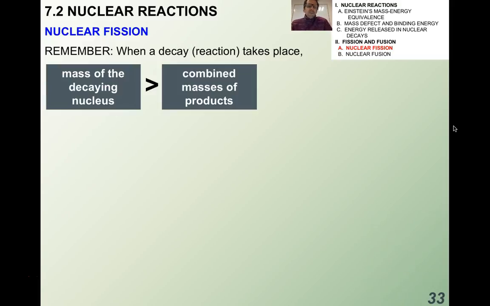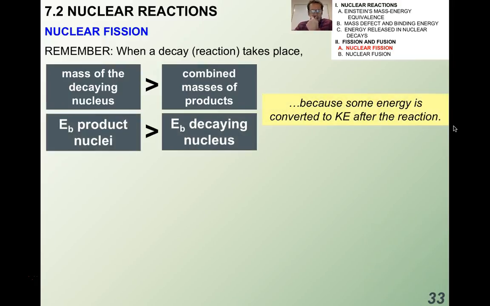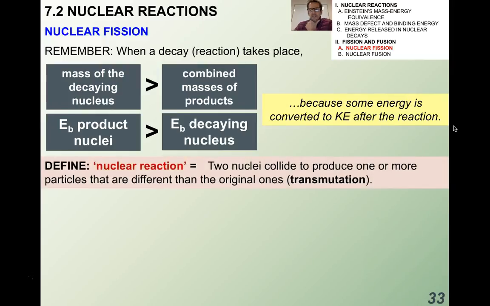Now remember, when a decay or a reaction takes place, as we discussed in the last video, the mass of the decaying nucleus is greater than the combined masses of the products, which means that the binding energy of the product nuclei is greater than the binding energy of the decaying nucleus because some energy is converted to kinetic energy after the reaction, as we discussed in the last video.